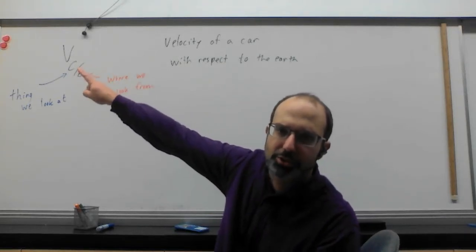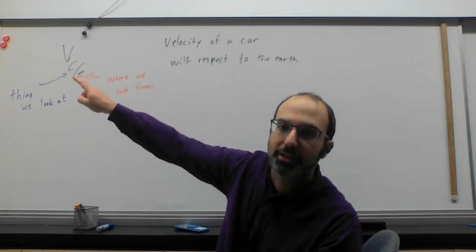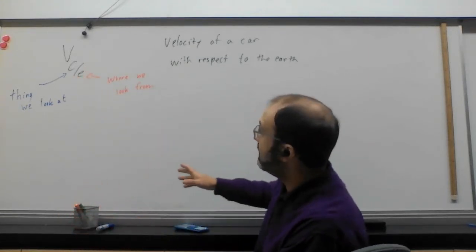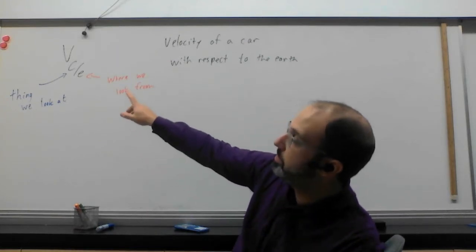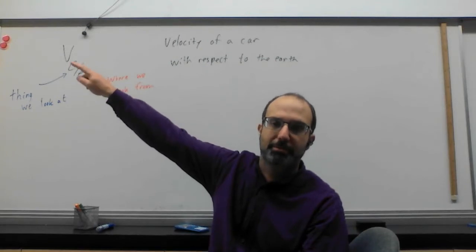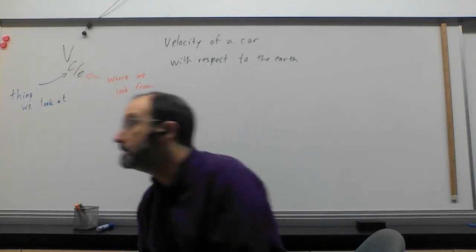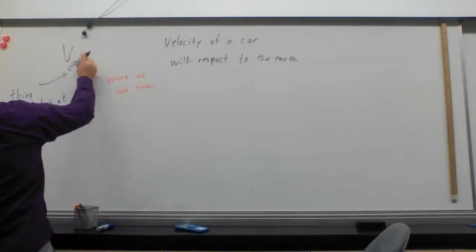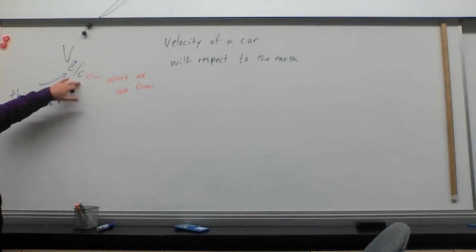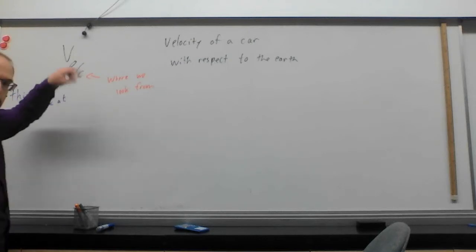So remember, the first term is what I'm looking at. The second term is where I'm standing when I do the looking, right? So right now, for example, this is telling me that I'm standing on the Earth and I'm looking at a car. If I flip these two, right, if I put the E up above, and I put the C down here. So if I switch it like this, if I make this E and this C, then now I'm in the car looking out at the ground. That's what that would be.